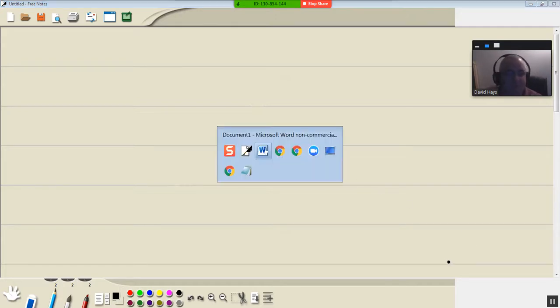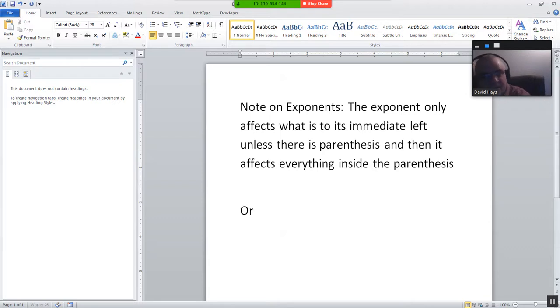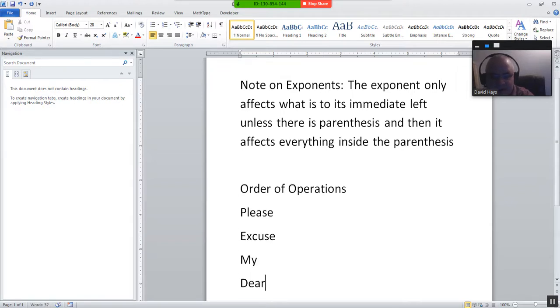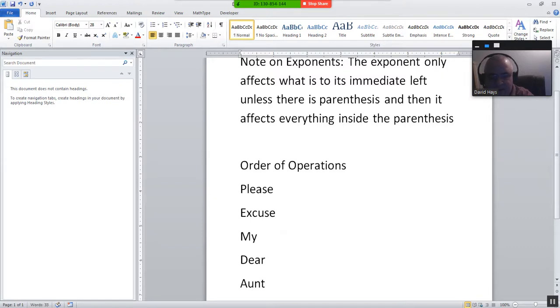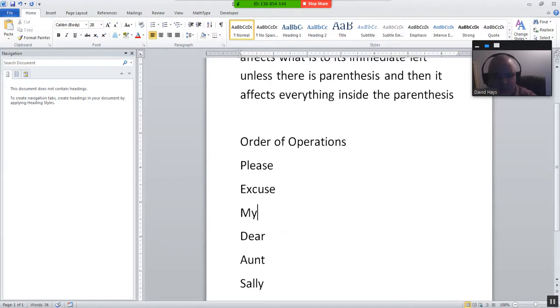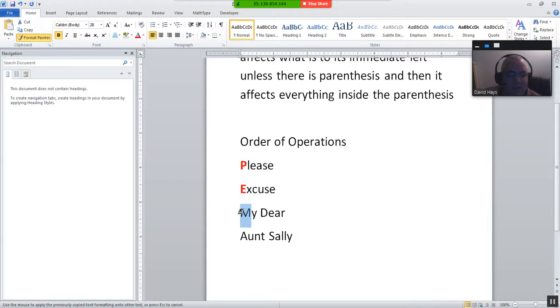Okay, now order of operations. This is what order do we perform the operations in? And there's a way to remember this. Please excuse my dear Aunt Sally. And actually, let me put my dear on one line, Aunt Sally on one line. We'll see why. The first letter in each tells us what we're to do first. So let me finish formatting those.